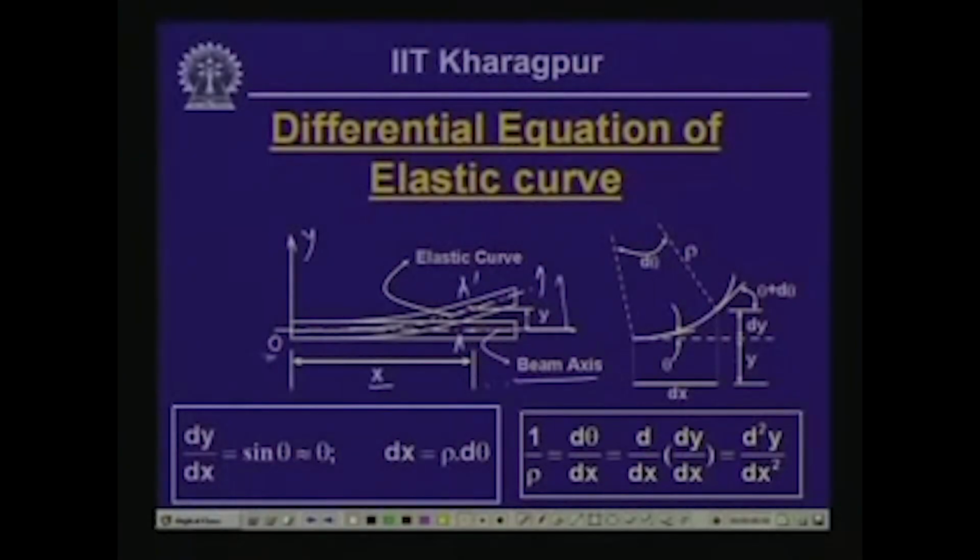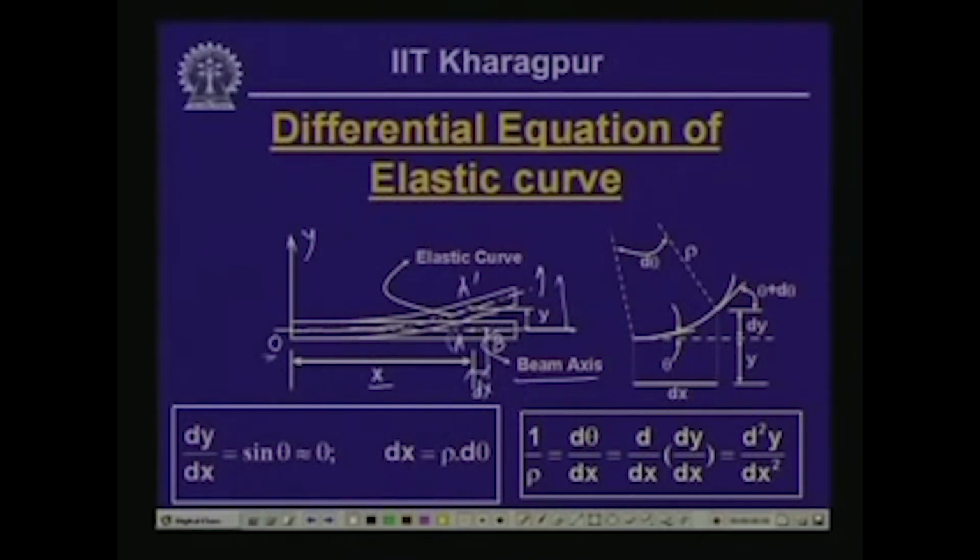That means, as we saw while deriving the bending formula, the strain at the neutral axis level is 0. So, we assume that there is no stretching of the axis of the beam. Now, if we consider a small segment after A, we call this distance AB, having a length dx.